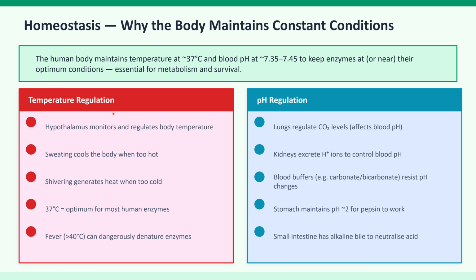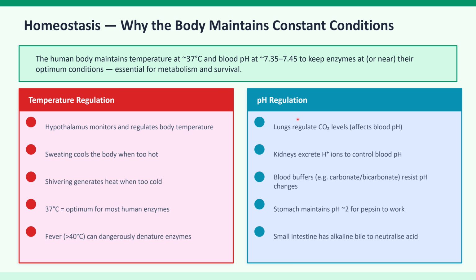Temperature regulation. Your brain has a built-in thermostat called the hypothalamus. The hypothalamus monitors and regulates body temperature. Sweating cools the body when too hot. Shivering generates heat when too cold. 37 degrees centigrade is optimum for most human enzymes. Above 40 degrees centigrade can dangerously denature enzymes. If you get a fever above 40 degrees centigrade, your enzymes are in the danger zone where they can begin to denature.